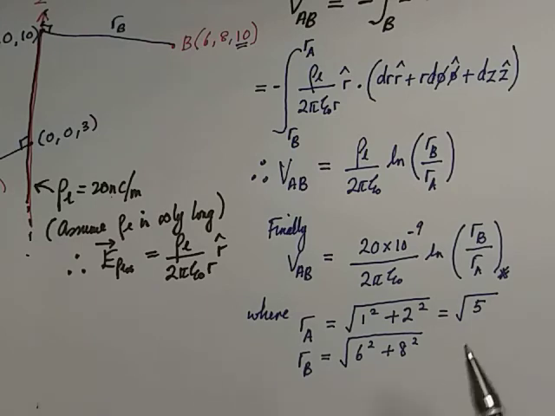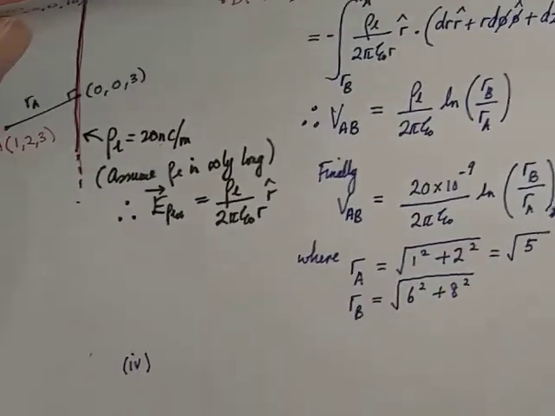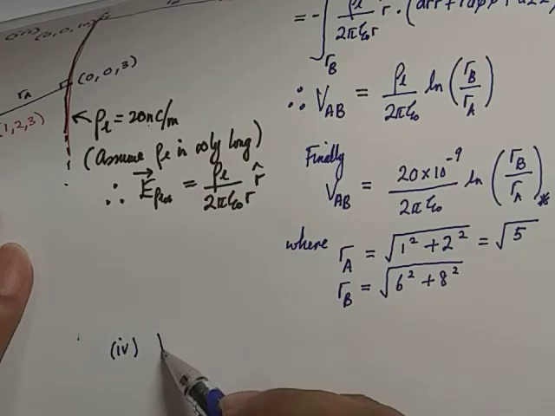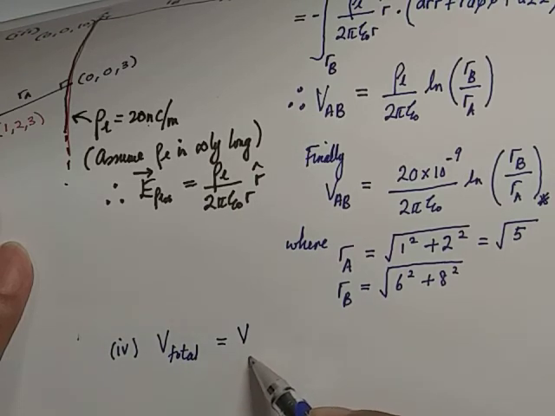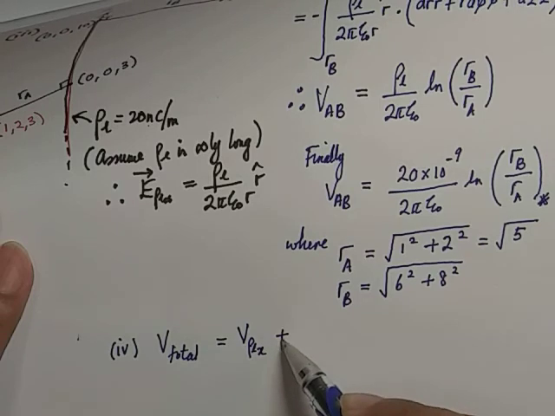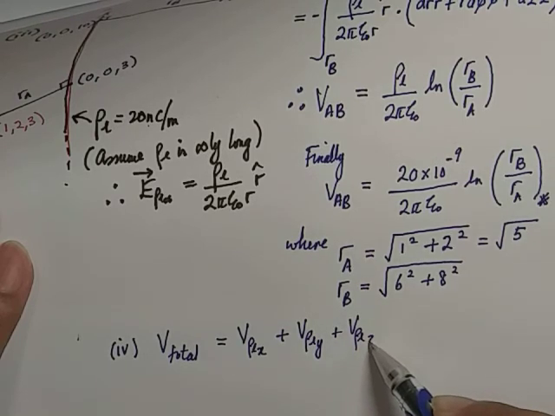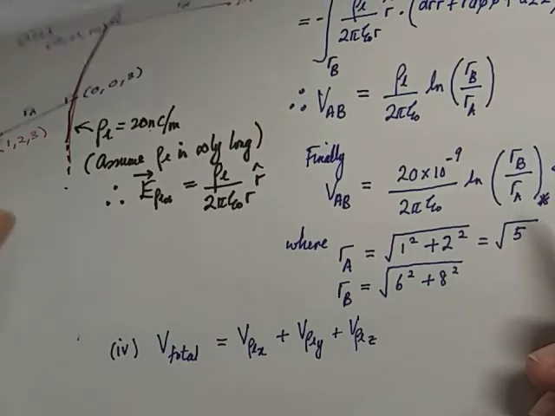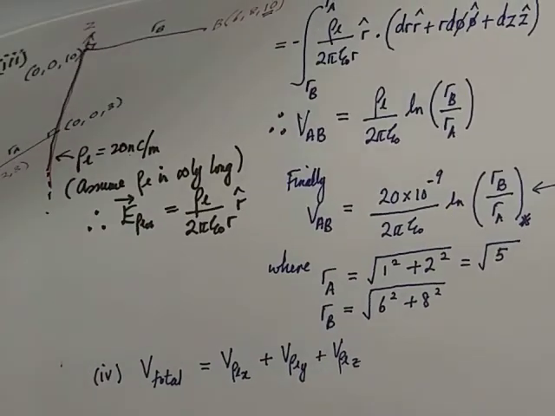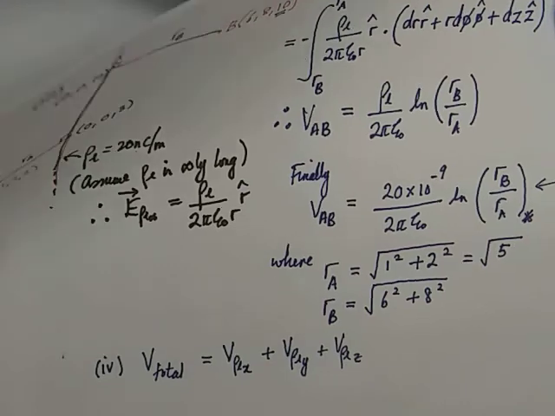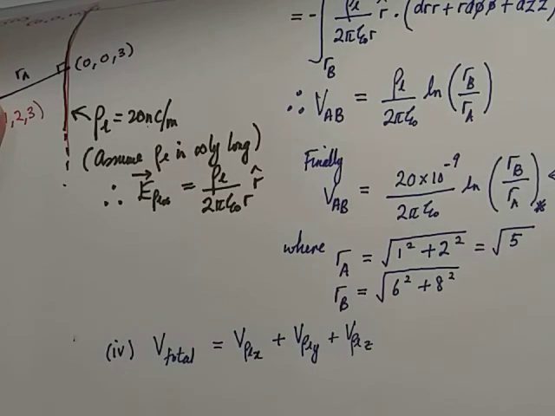And for the final part, number 4, what is said here is due to all the sources. So we can say V total should be equal to V case number 1, which is rho L along the x-axis, plus V rho L along the y-axis, plus V rho L along the z-axis. So this is what we call V rho L due to the z-axis. Meaning that by superposition, you can sum all the potentials due to the various sources. So therefore, that's what should be your final step. So I'm sure you can, inshallah, give it a try.